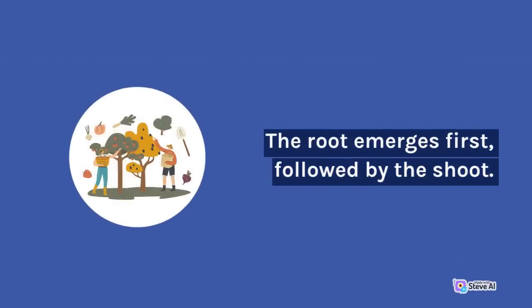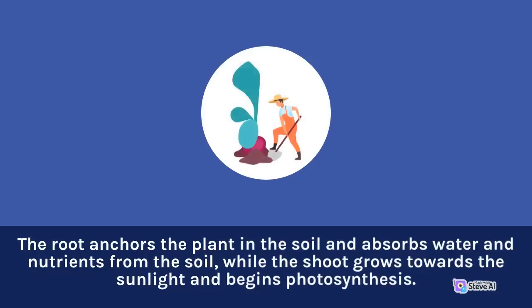The root emerges first, followed by the shoot. The root anchors the plant in the soil and absorbs water and nutrients from the soil, while the shoot grows towards the sunlight and begins photosynthesis.